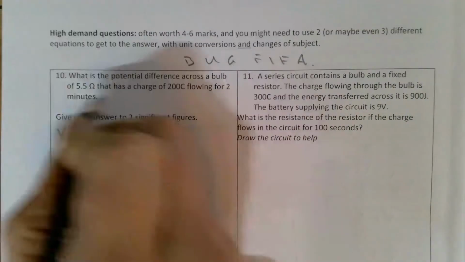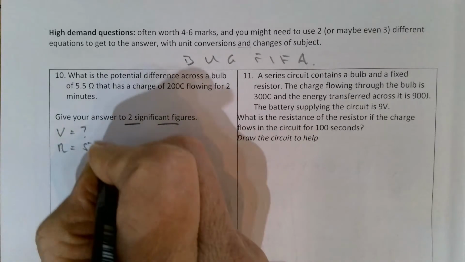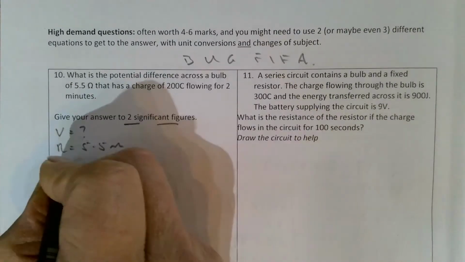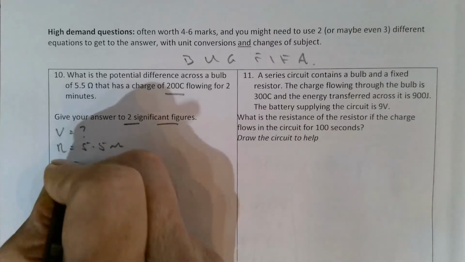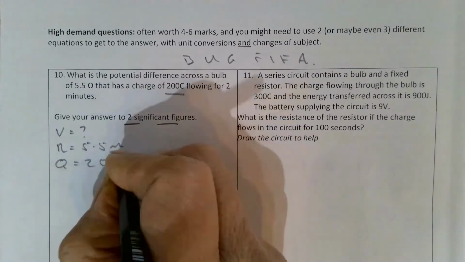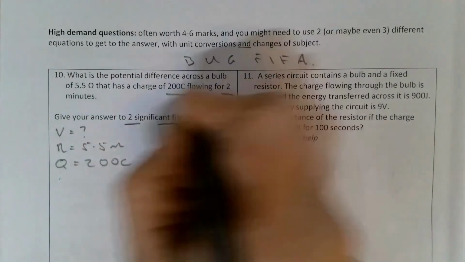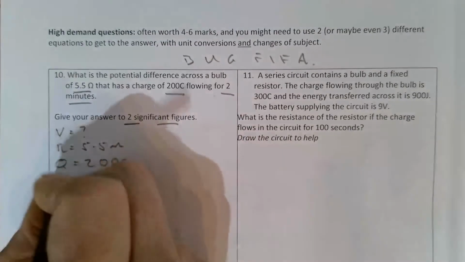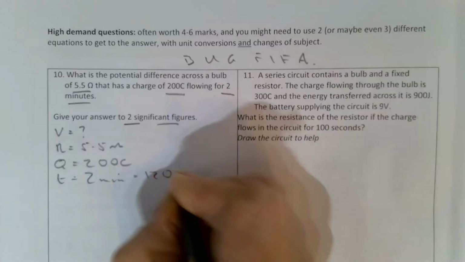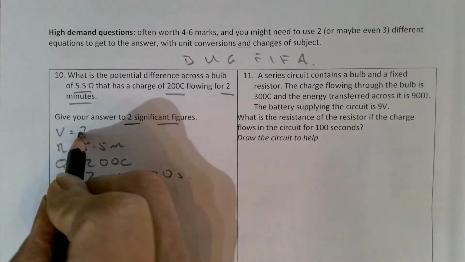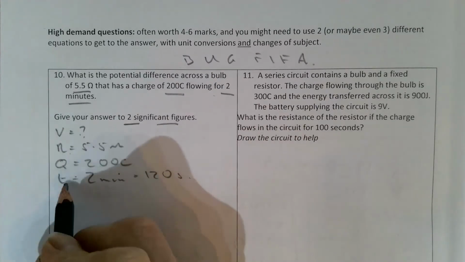It's got a bulb of 5.5 ohms, so R is equal to 5.5 ohms, and it's a charge of 200, so Q is equal to 200 coulombs, and it's flowing for 2 minutes, so T is equal to 2 minutes, which is equal to 120 seconds. Now I need to find voltage. So these are the variables I've got: resistance, Q and T.